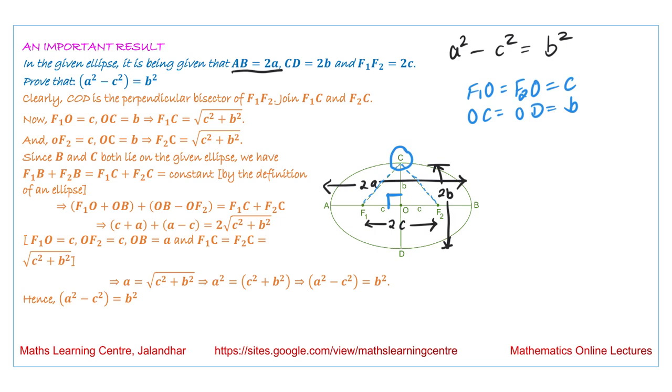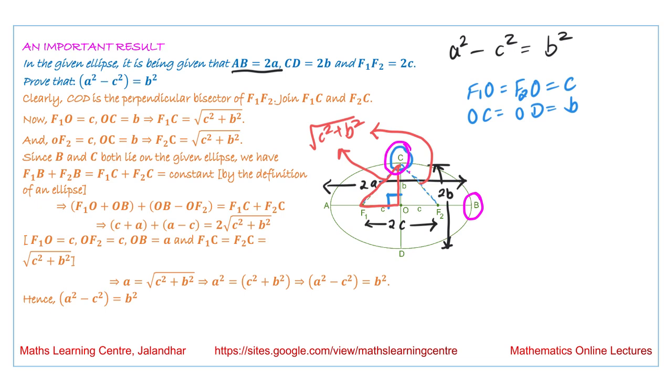So we have two triangles over here. One triangle we are talking about is this triangle. What we obtain from this is that this length is equal to square root of c square plus b square, and this length is also equal to square root of c square plus b square. Now this point C lies on the ellipse. This point B also lies on the ellipse.